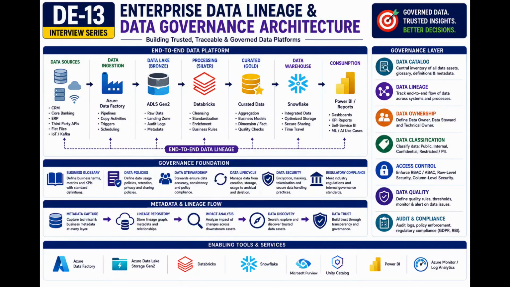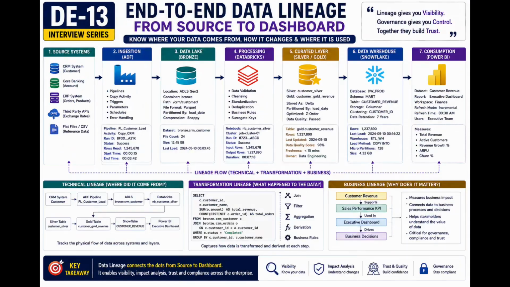Governance is a combination of people, processes, policies, metadata, security controls, and technology. Now let's go one level deeper. There are actually different ways of looking at lineage. First, technical lineage. Technical lineage answers where this data came from. For example, CRM customer data, ADF customer pipeline, bronze customer dataset, then Databricks silver customer table, then gold customer revenue, then Snowflake, then Power BI dataset. After that, the executive dashboard. This tells us the physical flow of data.